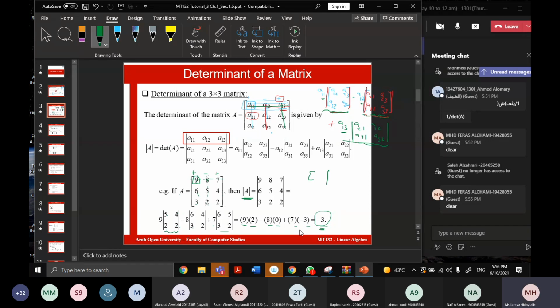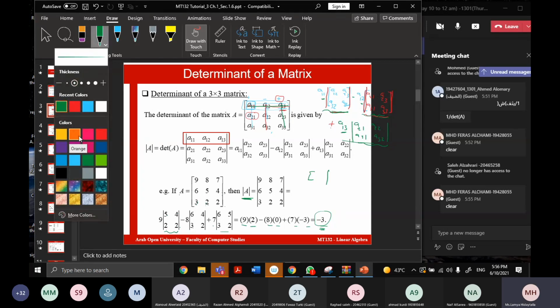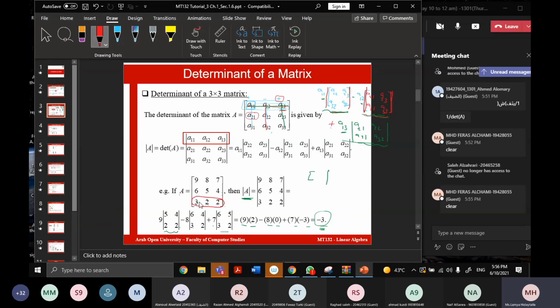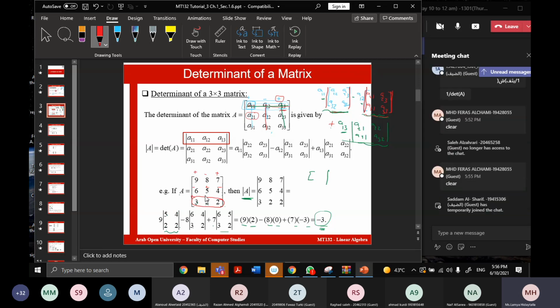I can even find the determinant using any other row. It's not necessarily just this one like I used now. For instance, I can use this one as well to find the determinant, and you are always going to get the same answer no matter which row you used. For here, this is plus, this is minus, this is plus, this is minus, and this is plus, this is minus, and so on.